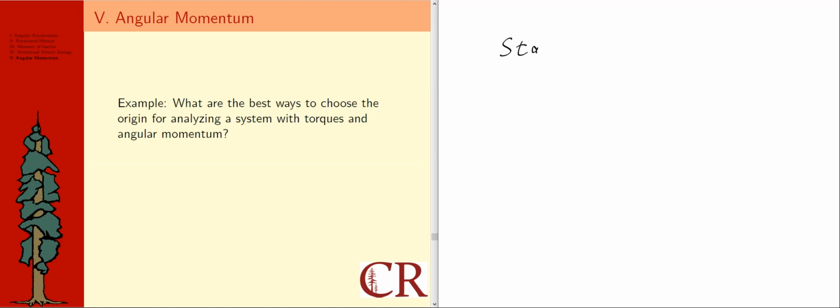One category is static systems. And it turns out for those types of systems, the answer to this question of what is the best choice is there is no best choice. Anywhere works. The reason is that since there's no motion involved, there isn't really a reason that one point would be better than another. So you choose the one that is the most convenient.